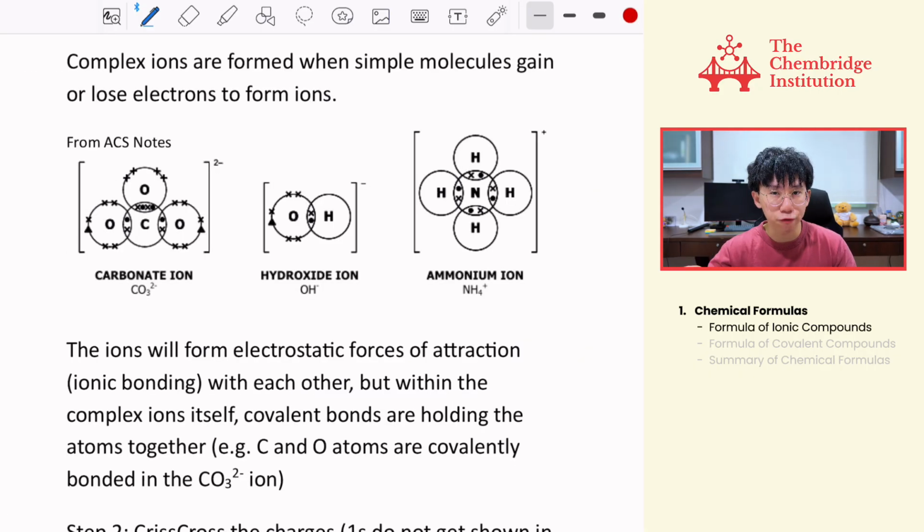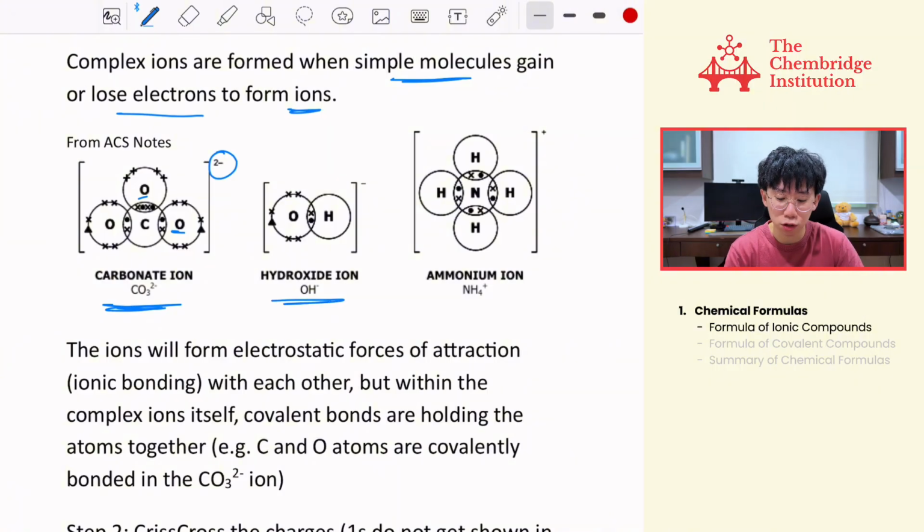So just a little in-depth into what complex ions look like. Remember, these are just simple molecules that gain or lose electrons as a whole to form your ions. If you look at your carbonate ion, CO3 2-, there's actually 1 carbon atom and 3 oxygen atoms. Inside this ion they're doing covalent bonding within itself first. And the 2- charge means that it actually gained 2 electrons from another source. The electrons are usually given to the most electronegative atom. In this case it's O, but you don't really have to know that for now.